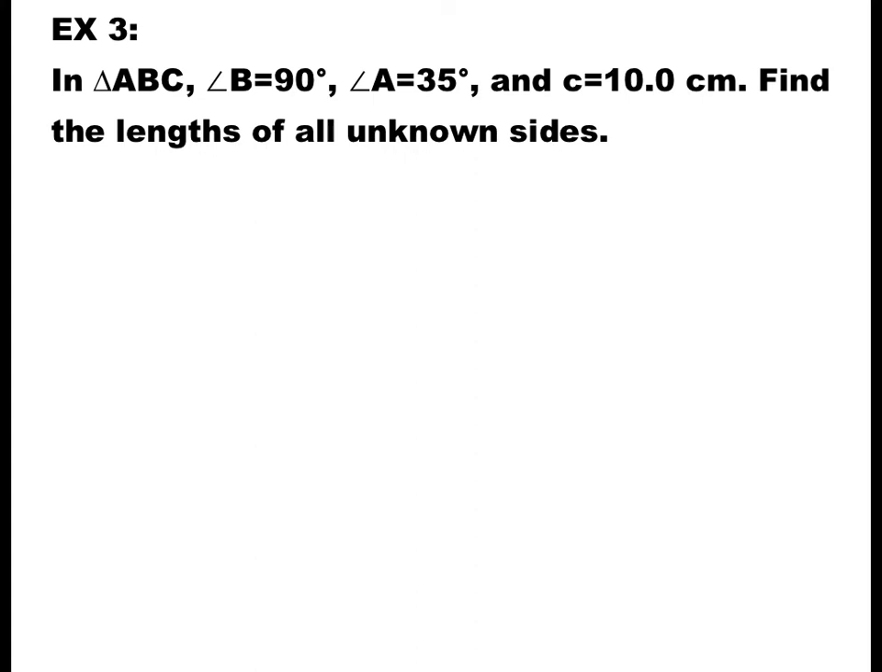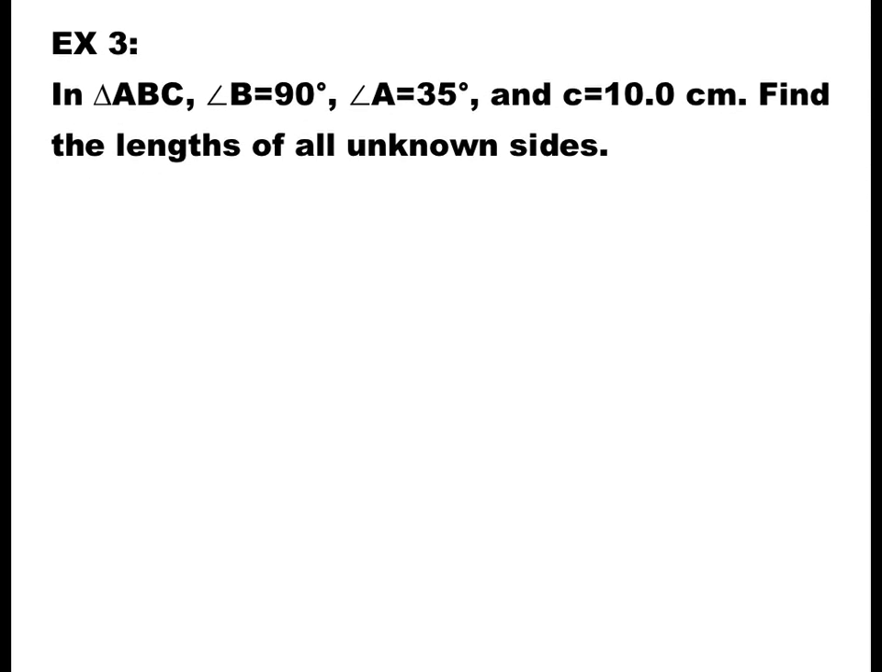Okay, the next problem, we have triangle ABC. Angle B is 90, angle A is 35, side c is 10. We are supposed to find the lengths of all unknown sides, but we are going to try to solve the triangle. So the first thing is to draw the triangle. So I'm going to draw a right triangle like the following.